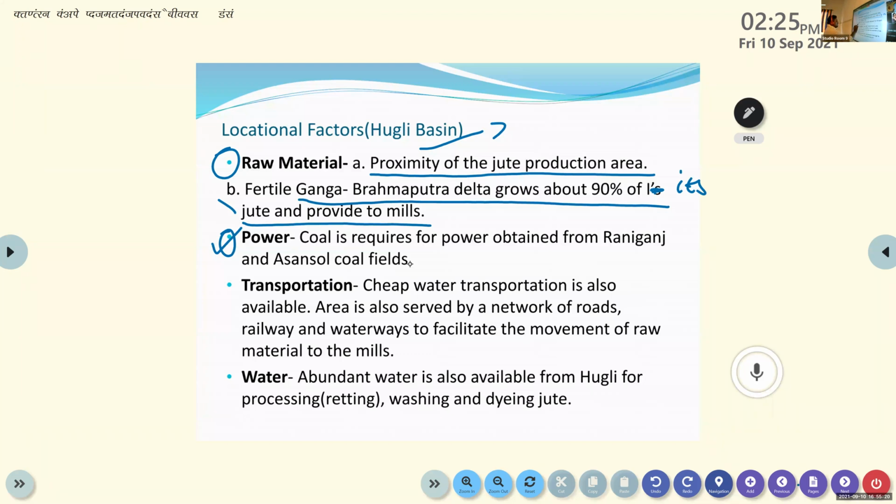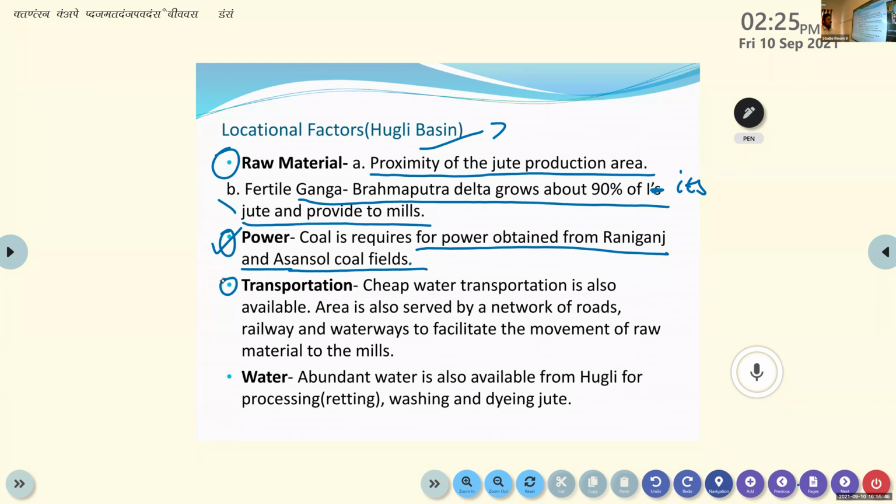So coal is required for power, obtained from the Raniganj and Asansol coal fields. Okay, that's in West Bengal. So electricity is also available. This speciality is also helpful for the concentration of jute textile production on the banks of the River Hooghly. Next one, transportation facilities.